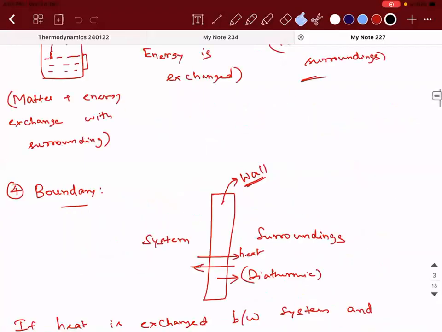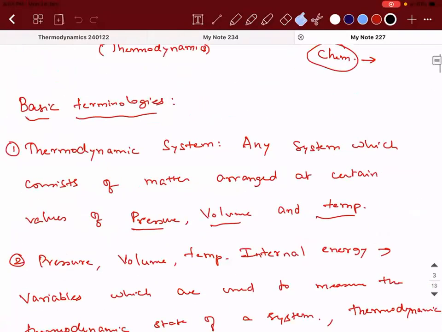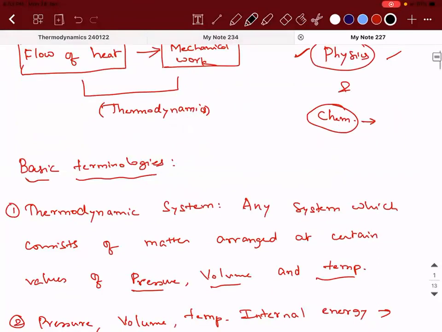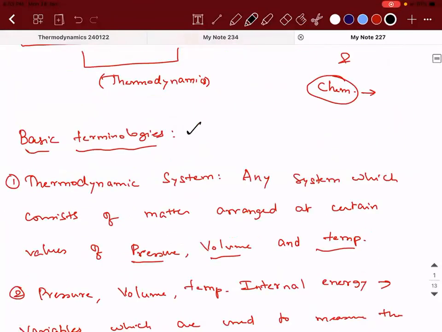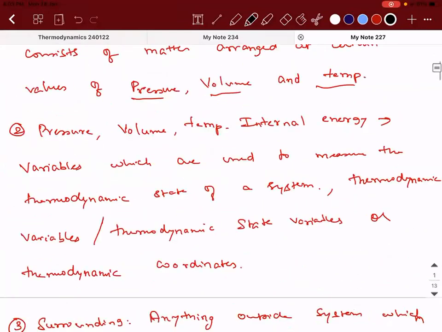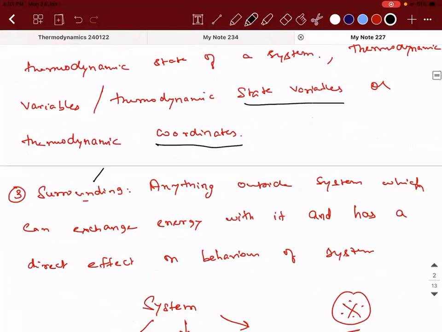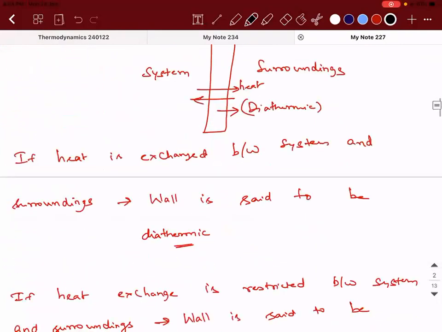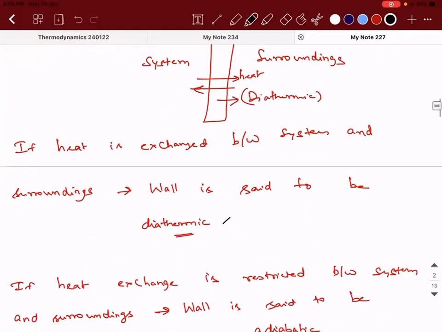So in the previous class, we discussed the introduction to thermodynamics. We understood what is there in the branch of thermodynamics and physics, right? We saw certain basic terminologies associated with them, like thermodynamic system, what are the thermodynamic coordinates or state variables. Then we saw what is system and surrounding. Then we saw what is the boundary and the two types of boundary, which are diathermic and adiabatic, right?